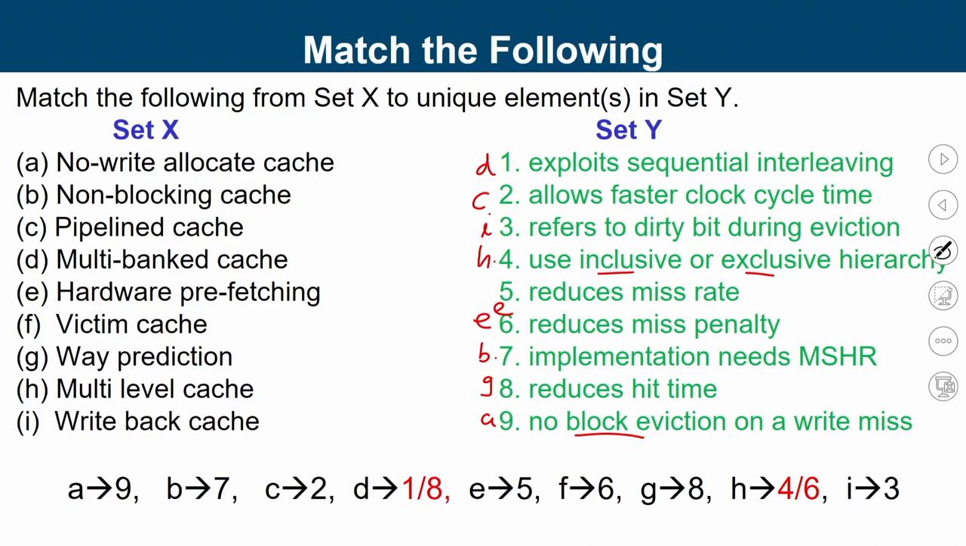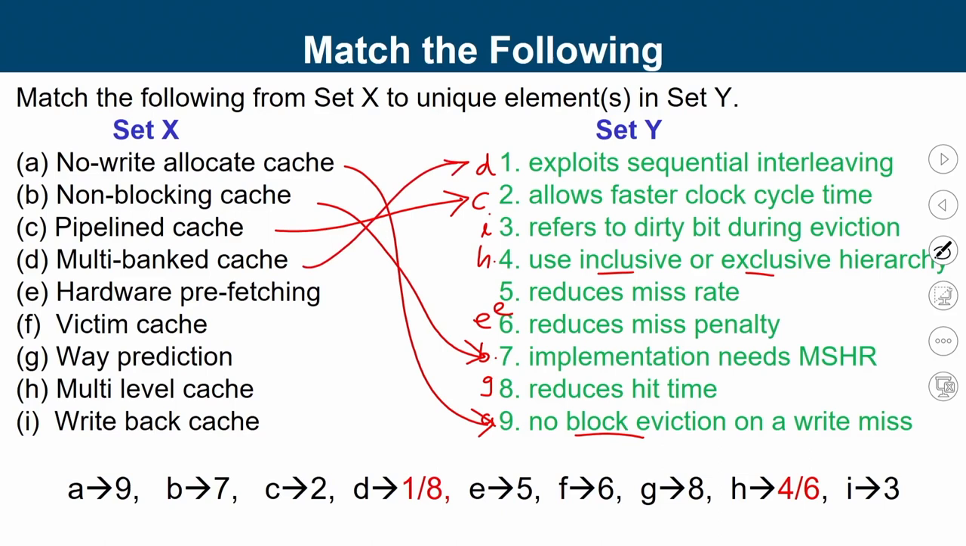If you look at the first one, no write allocate cache, as already mentioned, there is no block eviction on a write miss. Second one, non-blocking cache. Its implementation requires MSHR. Third one is pipelined cache. Pipelined cache allows a faster clock. Fourth is multi-banked cache. In multi-banked cache, you are exploiting sequential interleaving. And another possibility is that multi-banked cache will reduce the hit time as well.